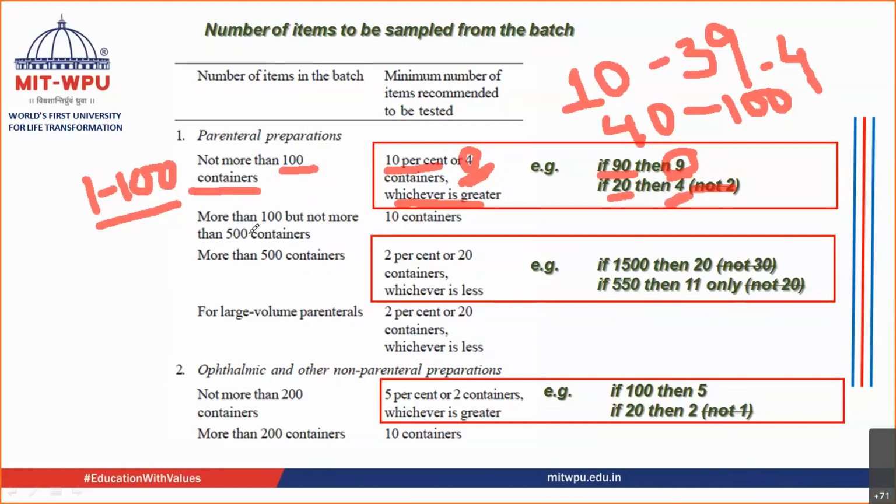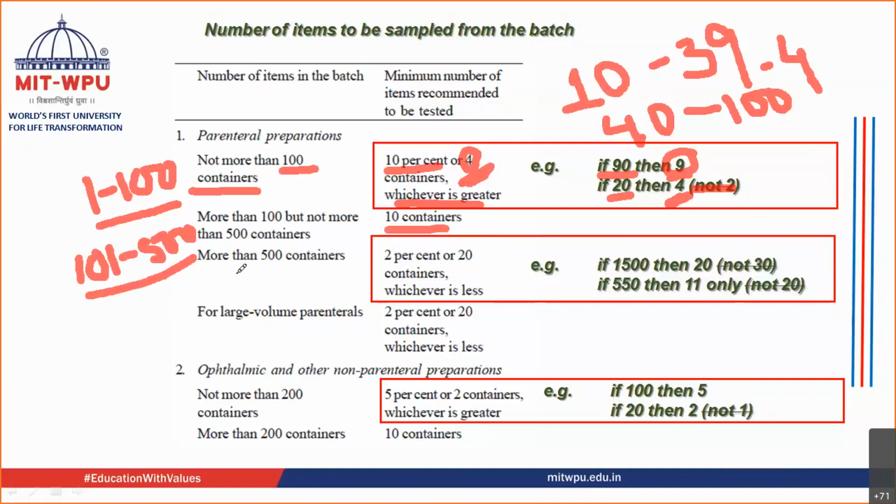If I am having containers more than 100, say 101 containers in the batch, and they are not more than 500 containers, so that is up to 500 containers. If this is the condition of my batch, then it is very simple. I have to choose 10 containers. Nothing fussy about it.